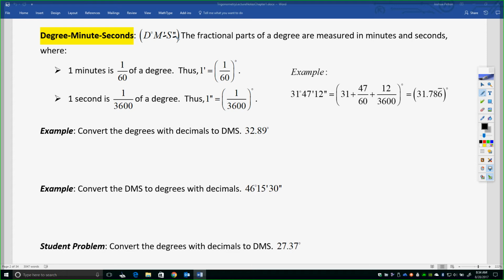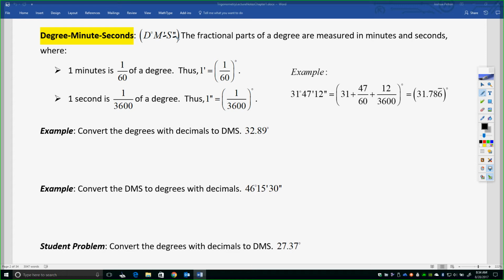There are of course 60 minutes in a degree and 60 seconds in a minute, like a clock. So you could go 1 to 3,600 if you want to go right to seconds. I'm going to go in pieces and just do 60 at a time instead of 60 times 60. So first is 32.89 degrees.